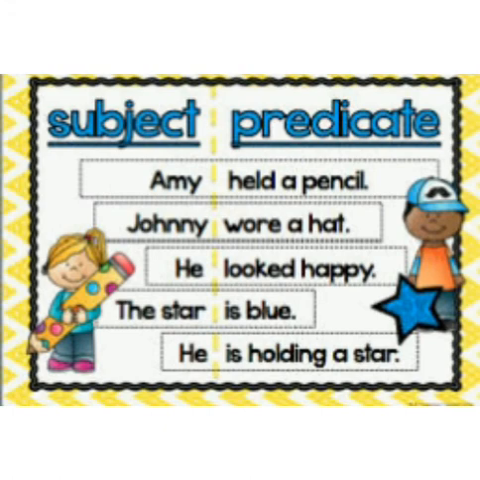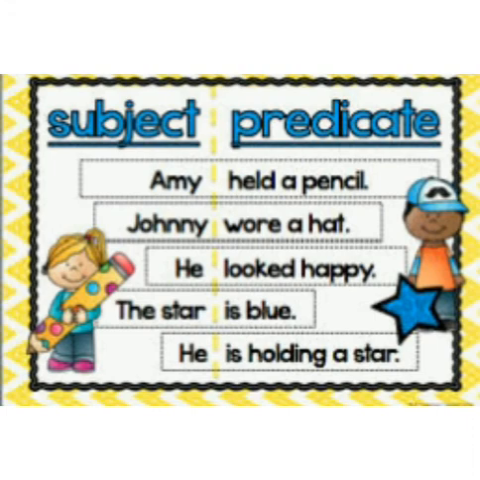Next is, he looked happy. So the subject is he, looked happy, that is the predicate. Next, the star is blue. So the star, subject, is blue, predicate. Next, he is holding a star. So here he, subject, is holding a star, predicate.